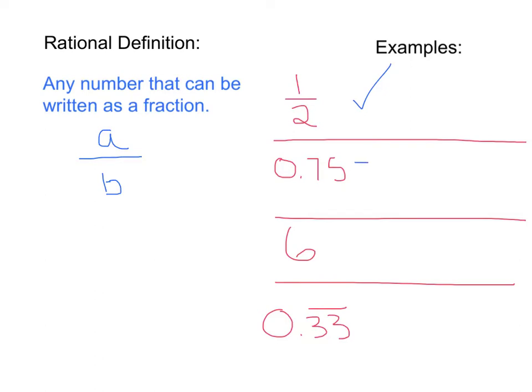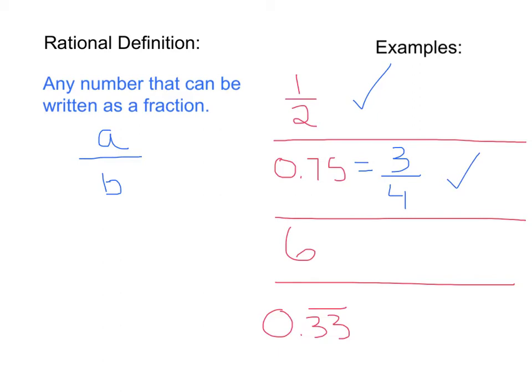This next one, 0.75, this decimal can also be written as a fraction. That's the common decimal to fraction 3/4. So that is also rational.